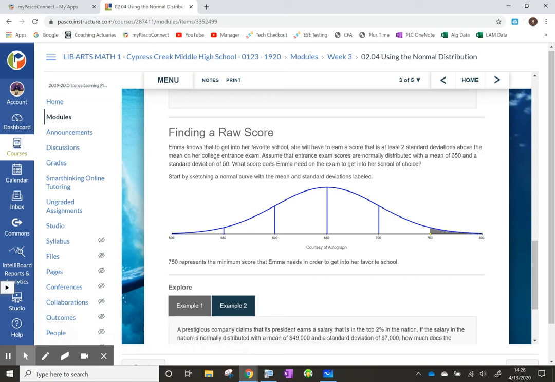Finding a raw score. Emma knows that to get into her favorite school, she will have to earn a score that is at least 2 standard deviations above the mean on her college entrance exam. Assume that entrance exam scores are normally distributed with a mean of 650 and a standard deviation of 50. What score does Emma need on the exam to get into her school of choice?